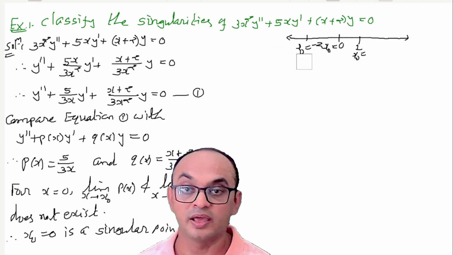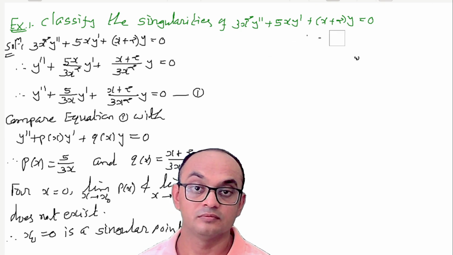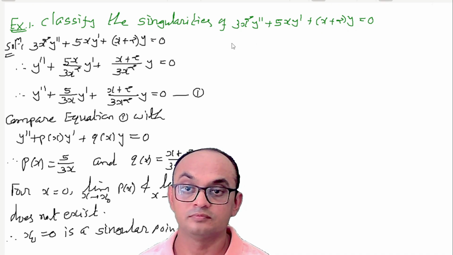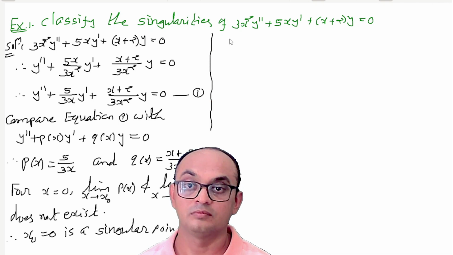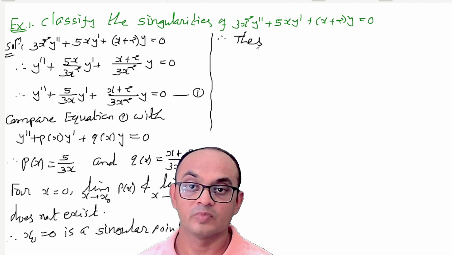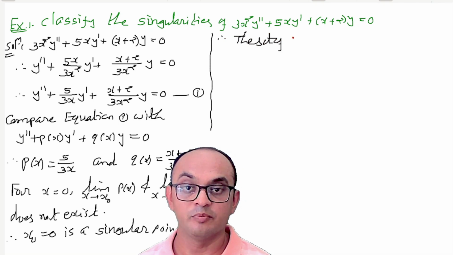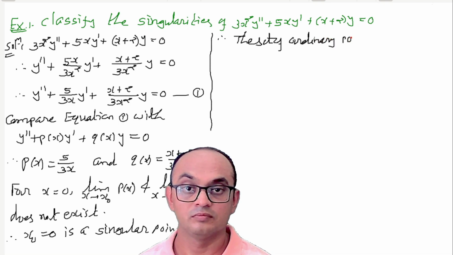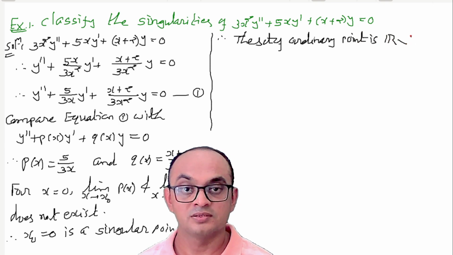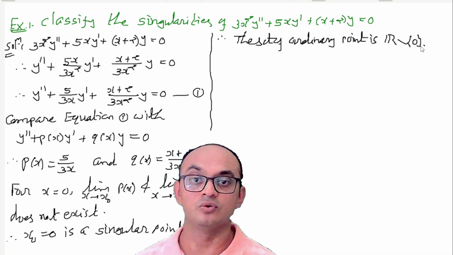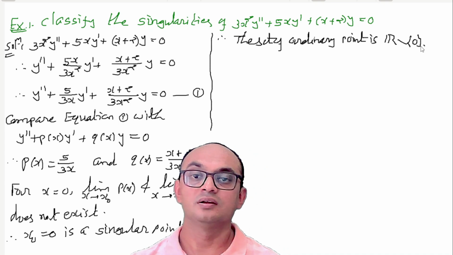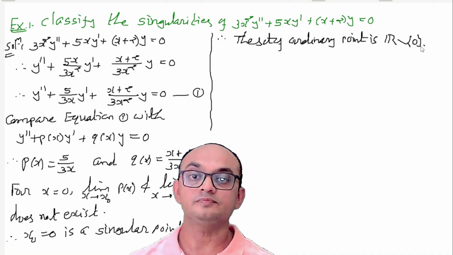How do you write in the examination? Therefore, the set of ordinary points is the set of all real numbers minus x0 equal to 0. Right. These are the ordinary points.